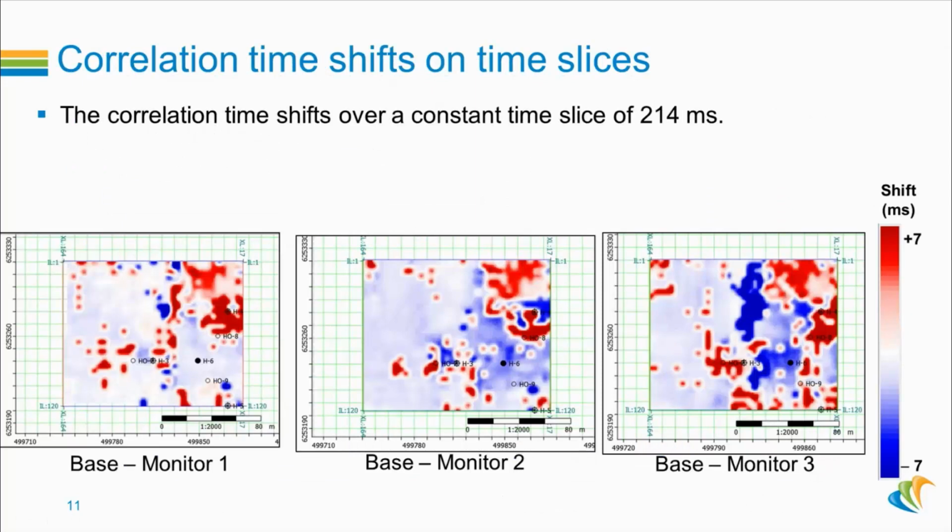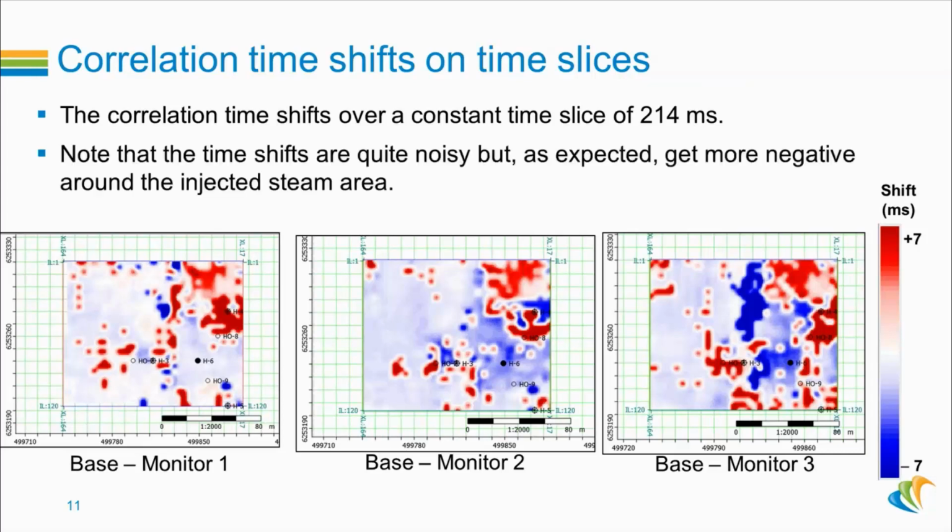Now let's look at some of the other monitors. Here are the correlation time shifts over a constant time slice of 214 milliseconds, which was centered on the production. Note again, they're quite noisy, but as we would expect, they actually are showing some interesting information as we go from monitor 1 to monitor 2 to monitor 3. And I'll indicate the wells here, we're actually seeing the negative time shifts associated with that H6 well. Which, of course, negative time shifts indicate that the velocity is going down due to the steam front advancing within the reservoir.